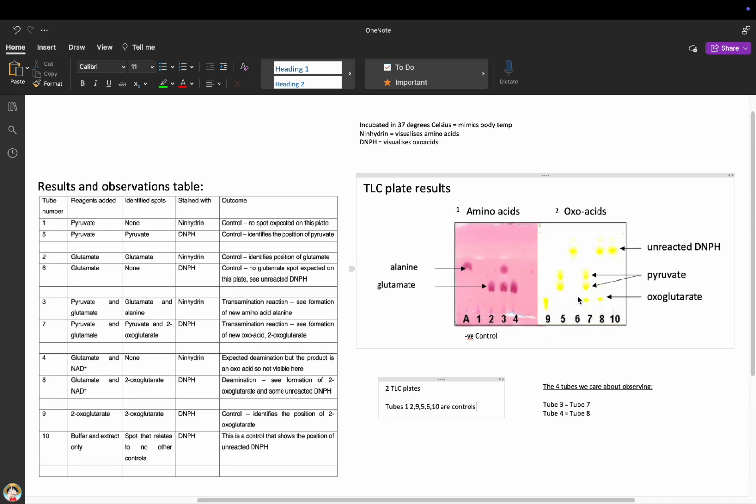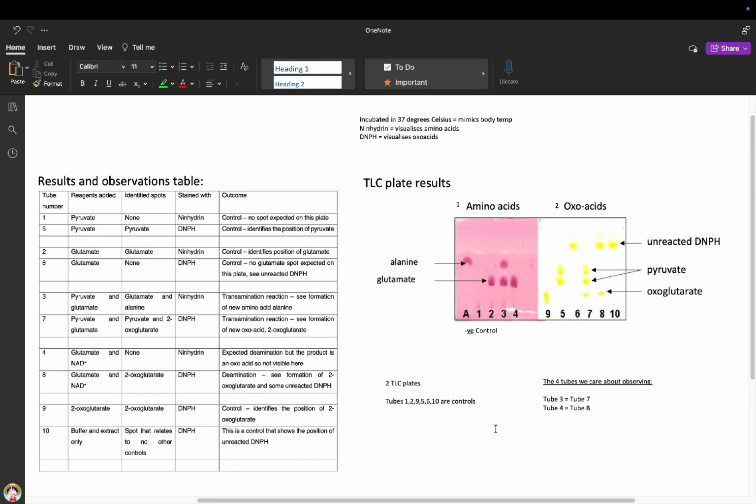One matches our pyruvate control, and there's a new one further down. Is that the 2-oxoglutarate we were expecting? You nailed it. That second spot confirms that transamination took place. The amino group from glutamate was transferred to pyruvate, forming alanine and 2-oxoglutarate. Seeing that new spot appear really brings the concept of transamination to life. And I bet we see evidence of the newly formed alanine on the amino acid plate.